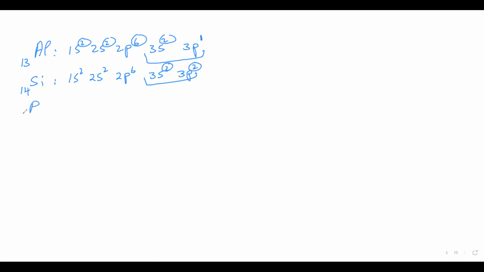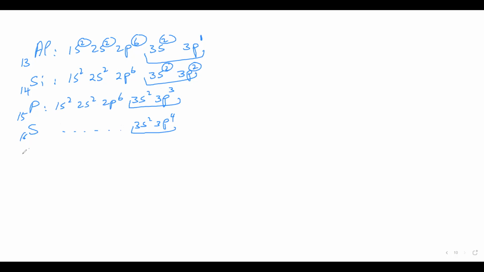Abdurrahman, phosphorus. 1s2, 2s2, 2p6, 3s2, 3p3. Excellent. It means that phosphorus is present in the third period and in group 5, and so on. We are going to continue with sulfur. So it's 1s2, 2s2, 2p6, 3s2, 3p4. It means that it is present in the third period and in the sixth group.